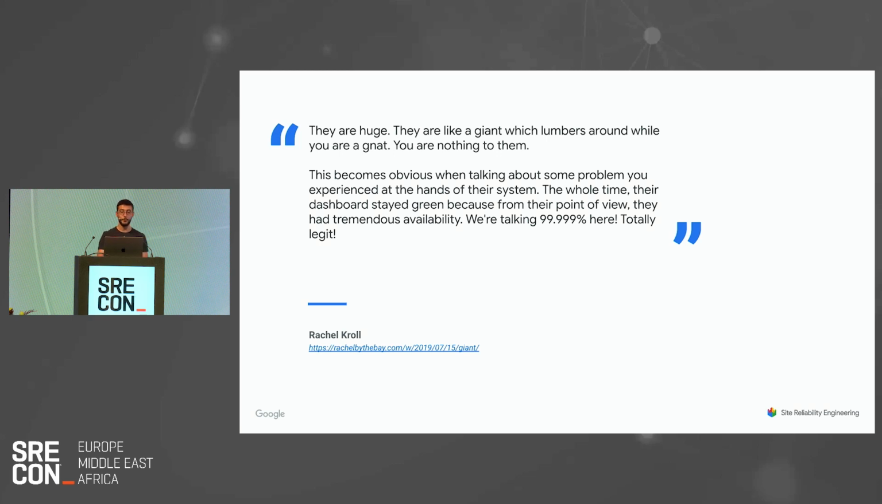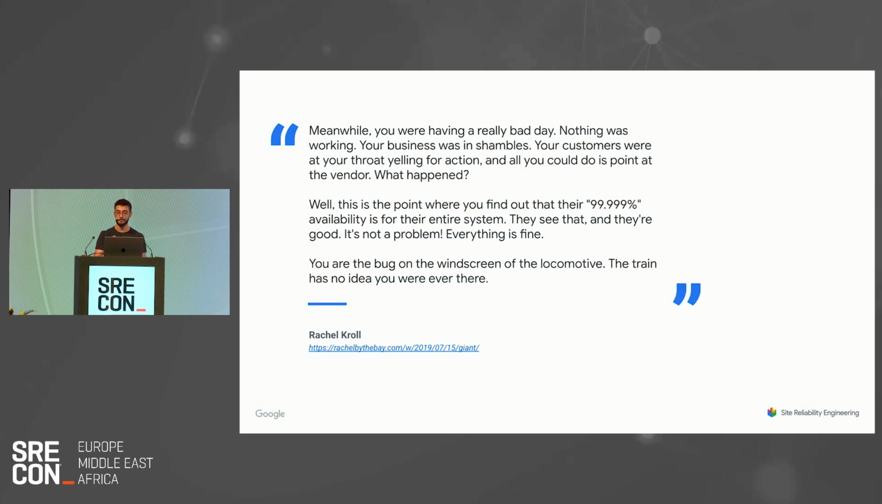Now, I'm not sure which platform she's talking about, but continuing in the same vein, meanwhile, you're having a bad day, nothing was working. Your business was in shambles, your customers were at your throat yelling for action, and all you could do is point to a vendor. What happened? Well, this is the point where we find out that their 5 nines availability is for their entire system. They see that and they're good. It's not a problem, everything is fine. You're the bug on the windscreen of the locomotive, the train has no idea you were there.